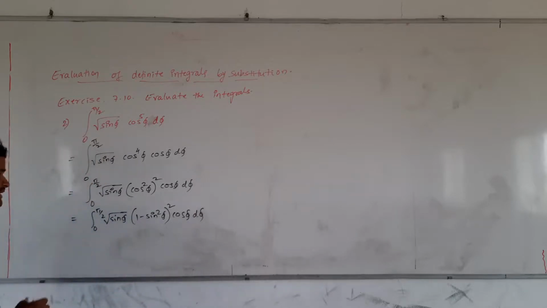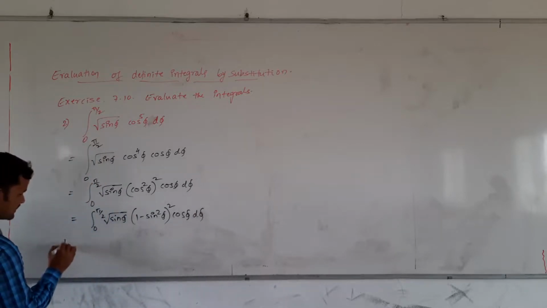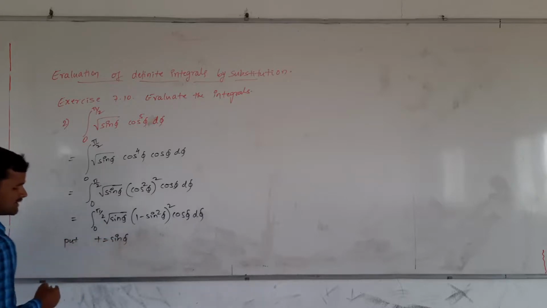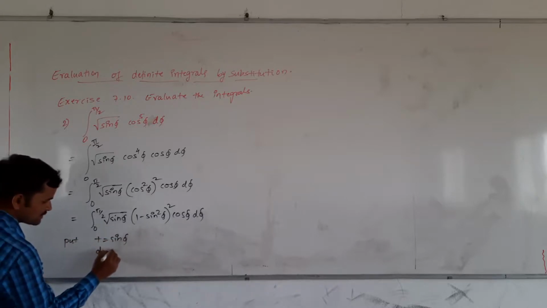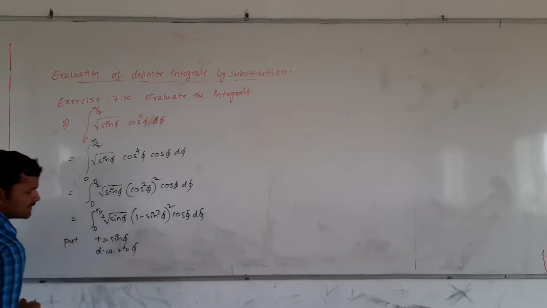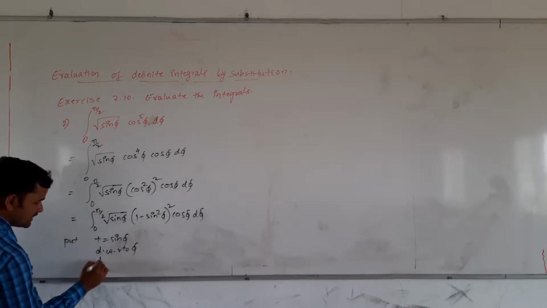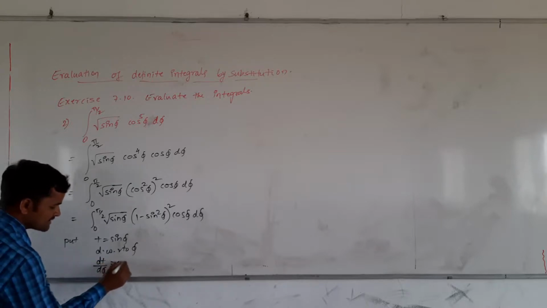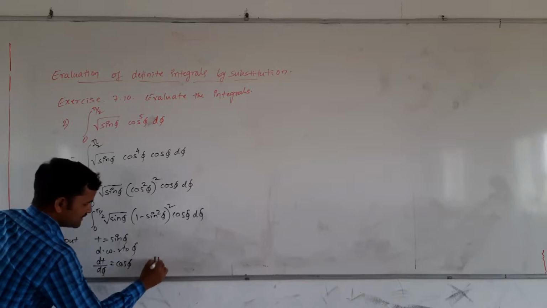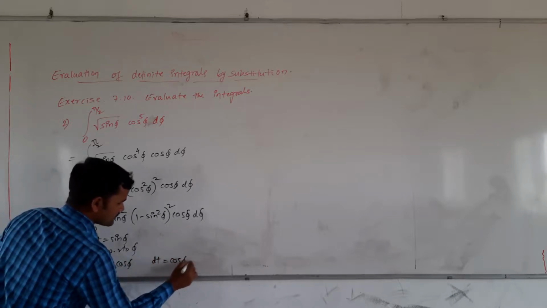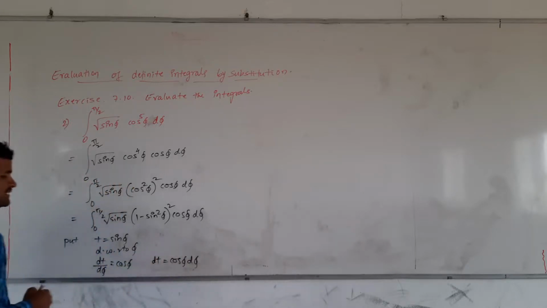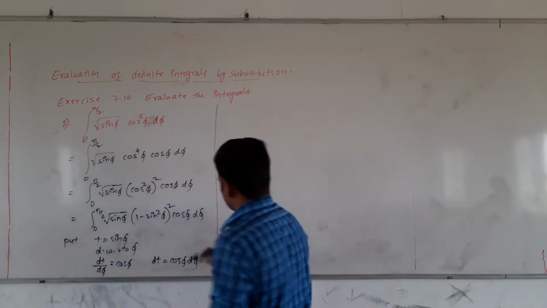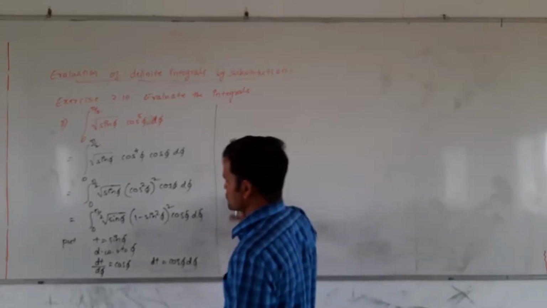Now you substitute t equal to sin phi and differentiate the function with respect to phi. We have to be careful. dt by d phi is equal to the differentiation of sin phi, which is cos phi. We have here dt equal to cos phi into d phi. I am getting this. Then we have to change the upper limit and lower limit also for the new variable.